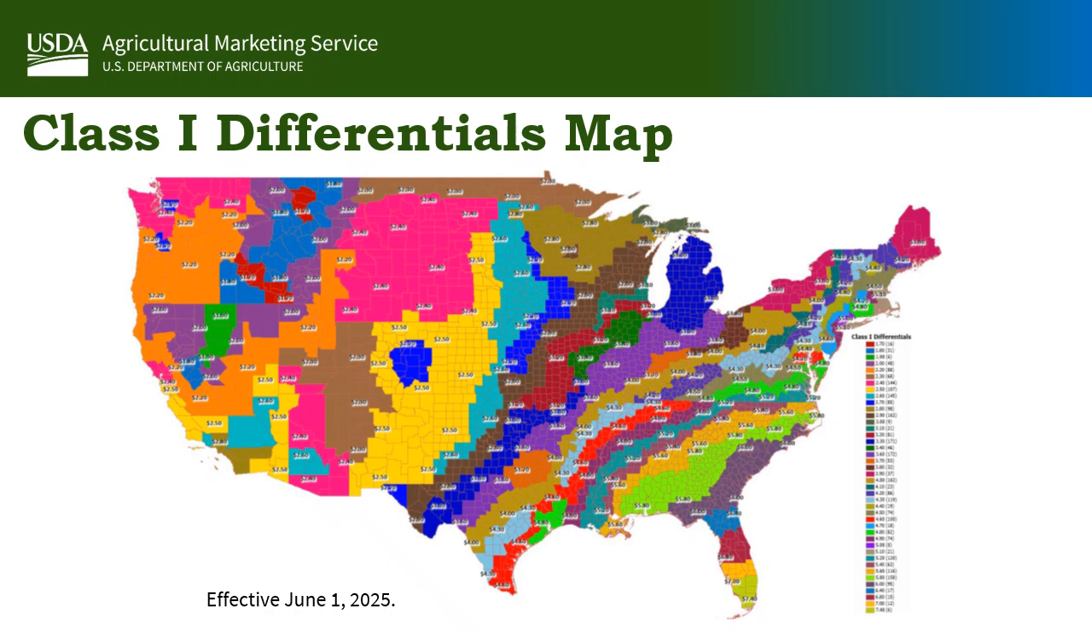The map shown includes Class 1 differentials as updated by the National Price Formula hearing effective June 1, 2025. As you can see from the map, each county in the continental U.S. has an applicable Class 1 differential. To find the minimum Class 1 price a plant is required to pay, you add the applicable Class 1 differential for where the plant is located to the base Class 1 price computed on the previous slide.